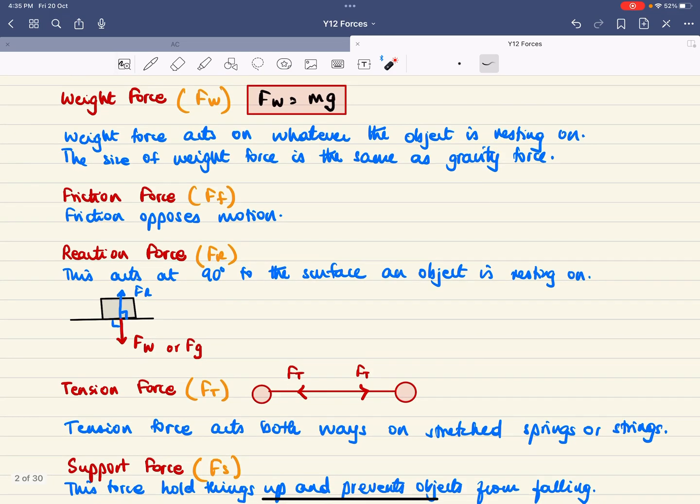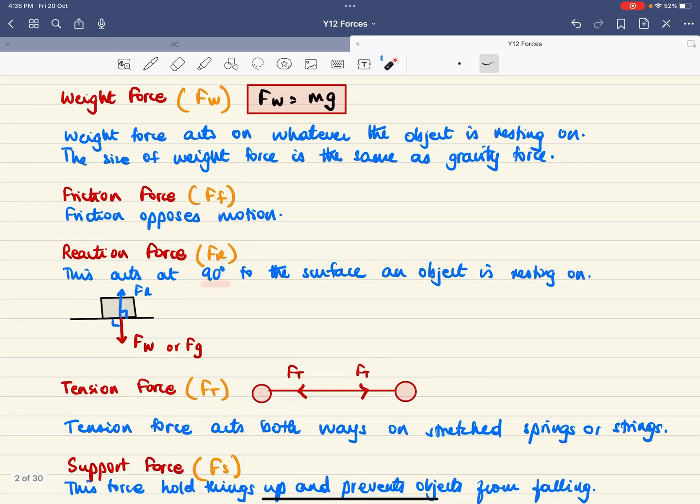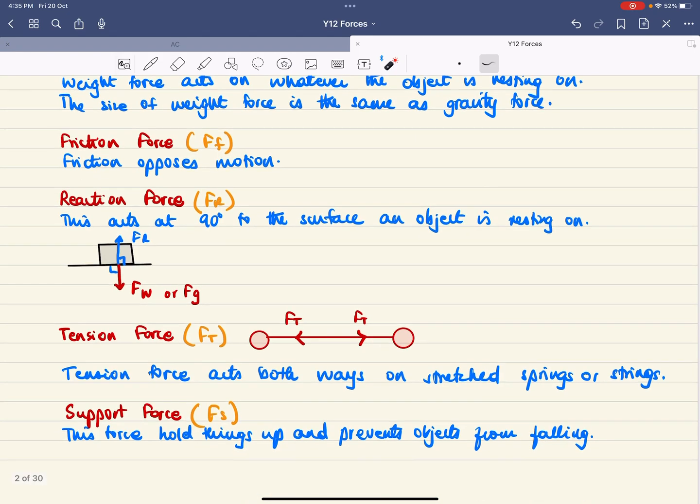Now, reaction force, also called normal force, acts at 90 degrees to the surface on which the object is resting. So you always show your 90 degrees by doing this. This is your surface, you've got your weight force acting down, and you have your reaction force acting up.